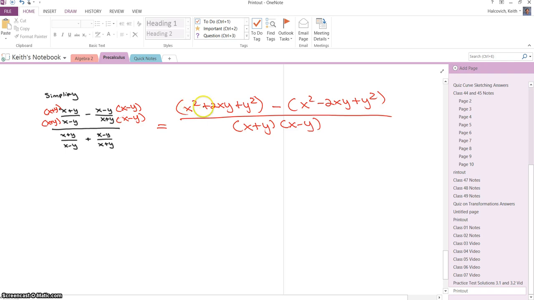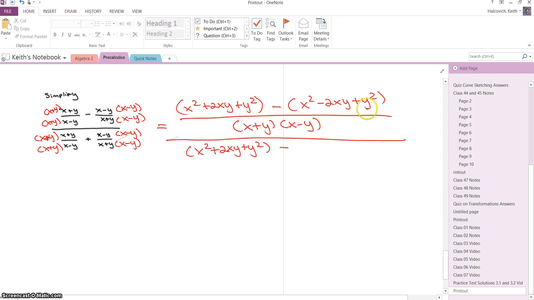That's the numerator. For the denominator, same thing. Here you have to multiply by x plus y. Here you have to multiply by x minus y, top and bottom. So notice you get x squared plus 2xy, sorry, this should be a plus y. So you get x squared plus 2xy plus y squared minus x squared minus 2xy plus y squared when you FOIL there over x plus y times x minus y.